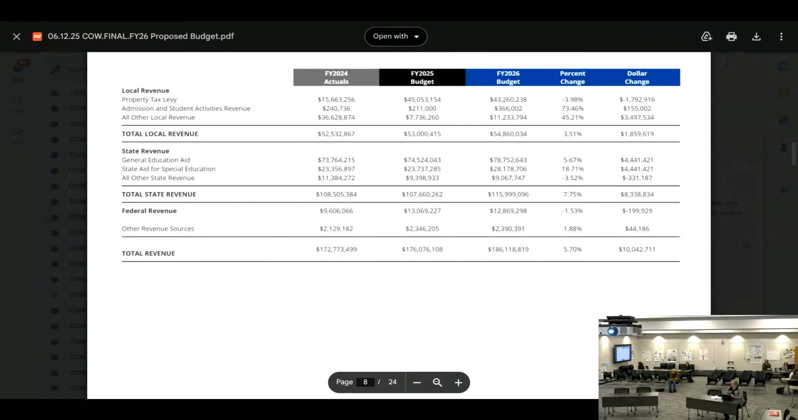So the next steps will be to have a presentation at the school board meeting, and they will request a passing of the budget. Yes. Can I ask a question?